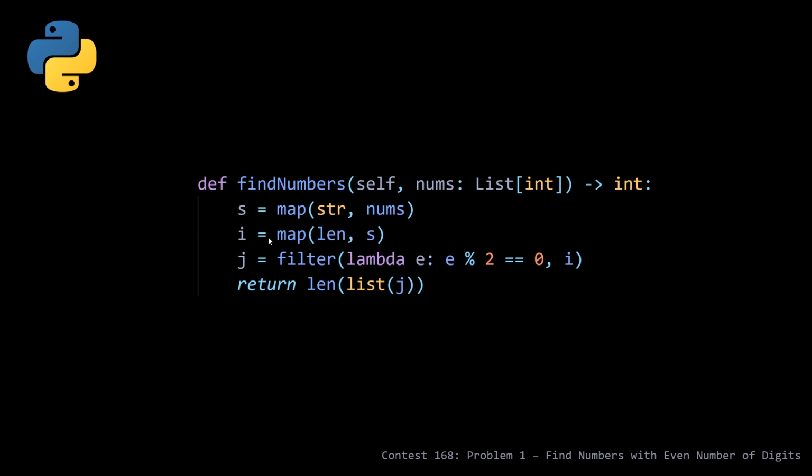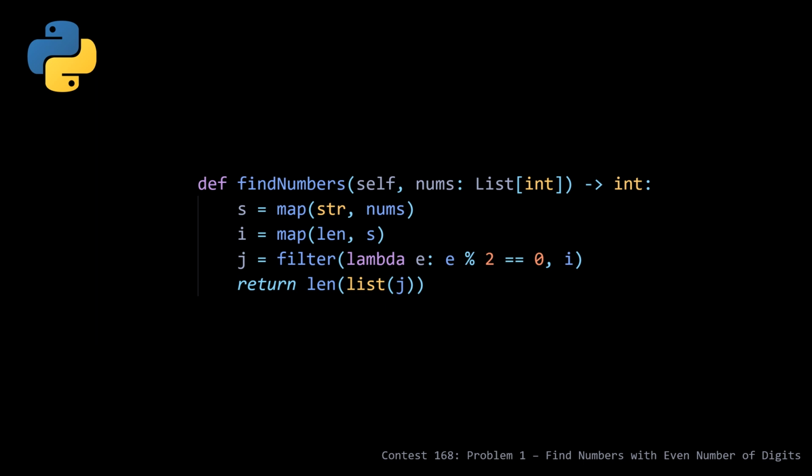So first we're mapping our integers to strings, then mapping those strings to the sizes using the len, and then we're filtering. This is not really nice in Python. You have to explicitly declare the lambda keyword whenever you want to define an anonymous function, or a lambda, which is irritating, but it's what we have to do. So then we do the modulus 2 equals 0, and after this we convert our intermediate data structure J here to a list and then take the length of it. So that's it for our Python solutions.